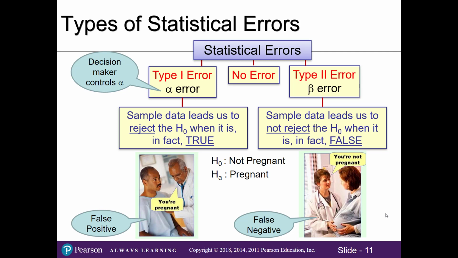Just because the sample data does not lead to us rejecting the null hypothesis doesn't mean the null hypothesis is true. So in other words, this is one way to protect yourself where you recognize that there's a chance for error and you're highlighting the fact that the sample data is where you're making your decision from. And there's a chance that it might be wrong.